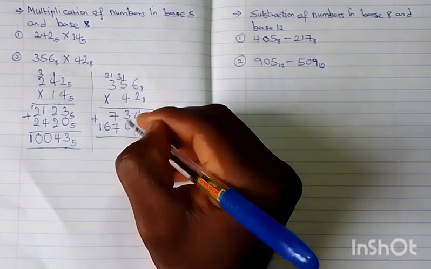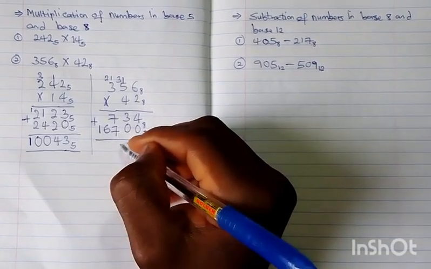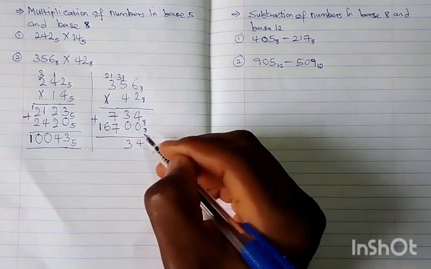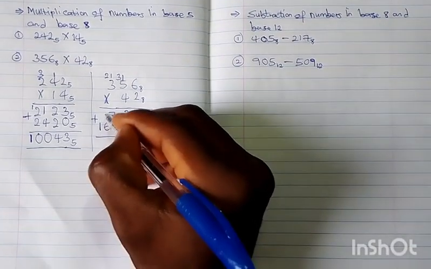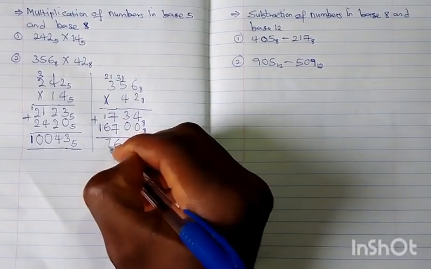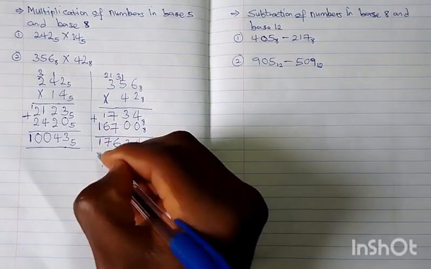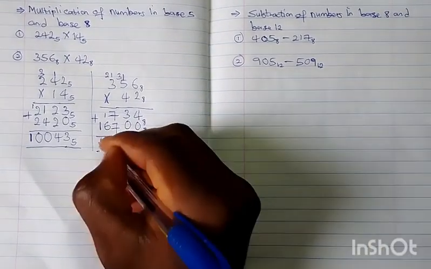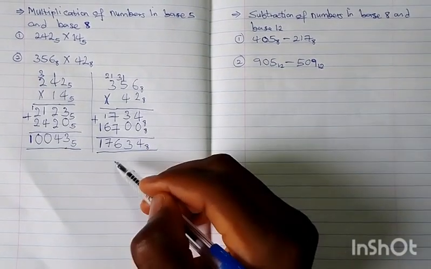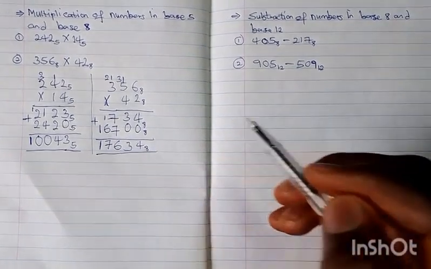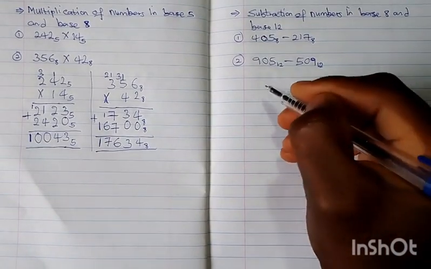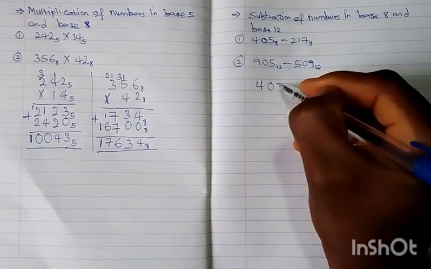So here will be addition. 4 plus 0 is 4. 3 plus 0 is 3. So we have 7 plus 7 is 14. Base 8 will go into 14 one time. So write the 1 here, remainder 6. 1 plus 6 is 7, lesser than the base, so we write it like that. And of course, we bring down this one and add our base 8. So what we have is that 356 base 8 multiplied by 42 base 8 is 17634 base 8. Let us move to the subtraction in base 8 and in base 12.